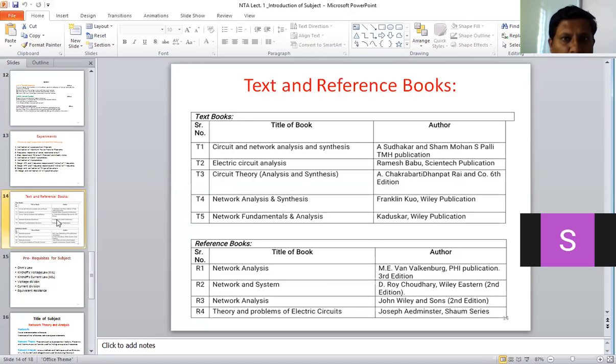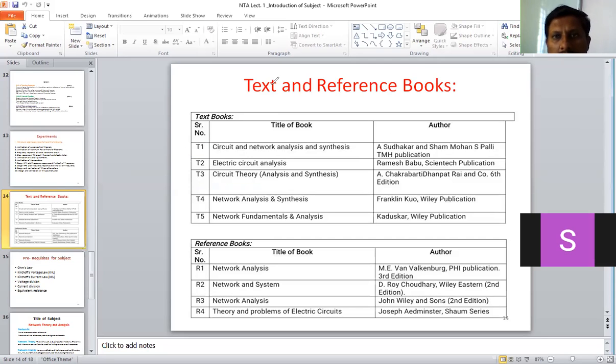Which book do we have to use for this particular chapter? The first textbook you can refer for each and every chapter in this subject: Circuit and Network Analysis and Synthesis by A. Sudhakar and Shyam Mohan Yaspalli, Tata McGraw-Hill publication. You can refer to this book for this chapter also. Many solved and unsolved examples are in this book, and the derivations are given well.